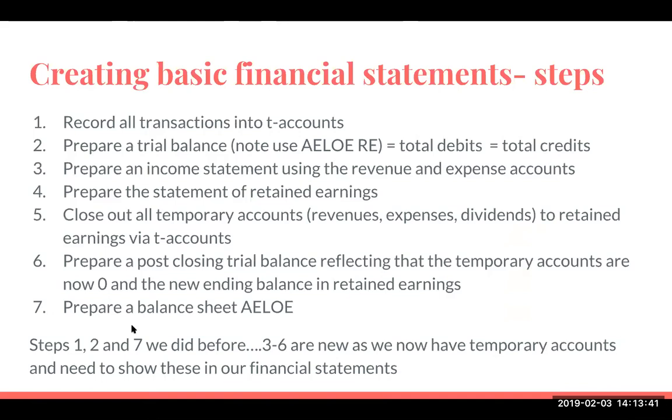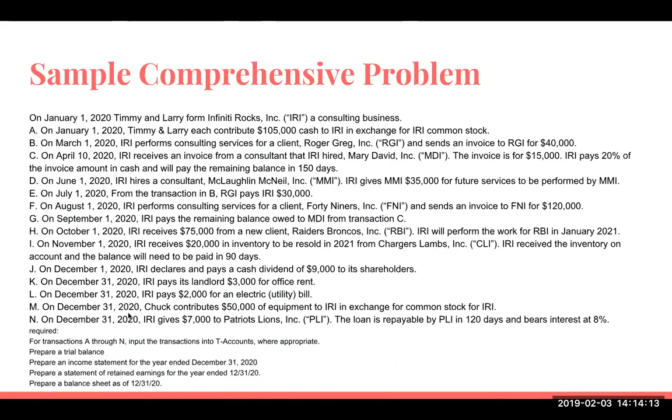So coming back here to our basic financial statement creation, we're going to follow these same steps for this one particular video. And again, we're going to record the transactions into the T accounts. We're going to prepare a trial balance, and we're going to use AE, LOE, and then revenues and expenses. We need to make sure our total debits equal our total credits. And that's where we're going to be stopping today because when we go through the example, this is the comprehensive problem I'm giving you. So this is letters A through N.